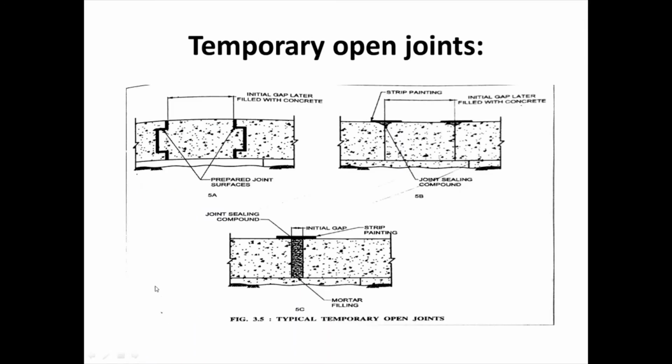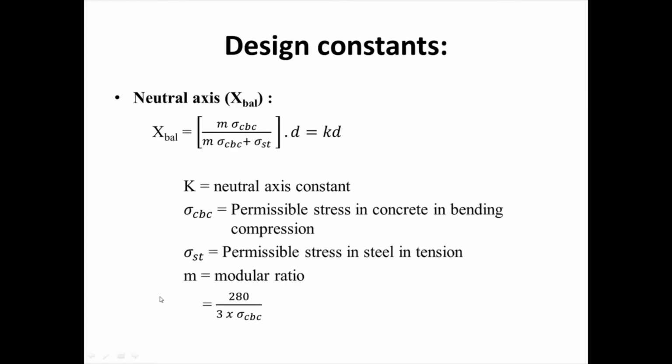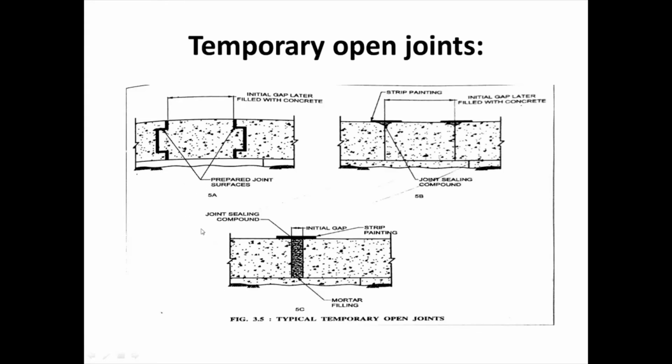Temporary open joint. Look here, a temporary open joint. Simply, it is open for some work. It is open for some temporary work and then afterwards is filled by concrete or brick or any joint sealing compound. It is just open for some finishing work.